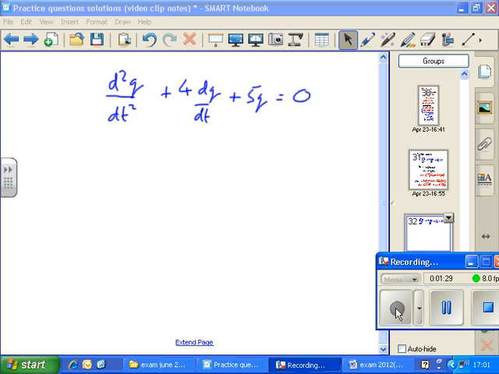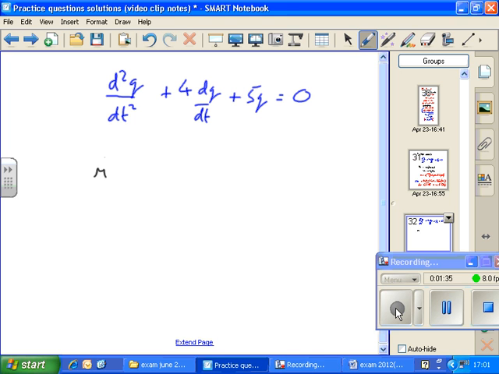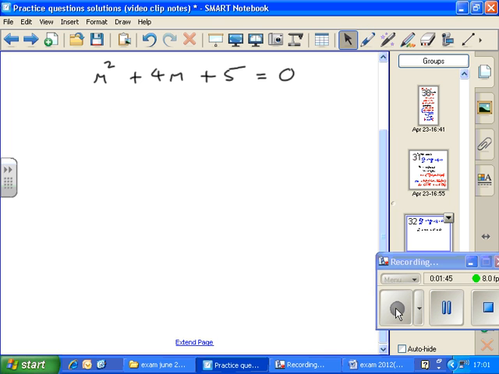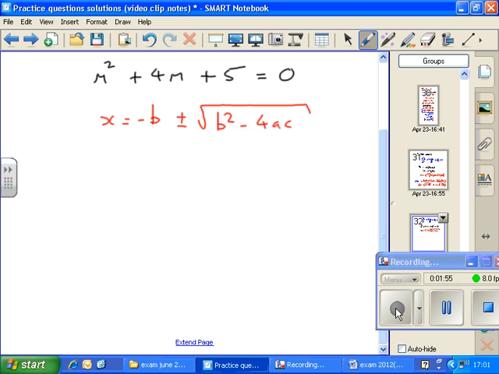Okay, so here's the second order differential equation. So forming the auxiliary equation, m squared plus 4m plus 5 equals 0. Using the quadratic equation, x equals minus b plus or minus the square root of b squared minus 4ac all over 2a, we can find the values of m. So m, sorry, in this case, m equals that. This equation does occur on the exam paper for you to use.